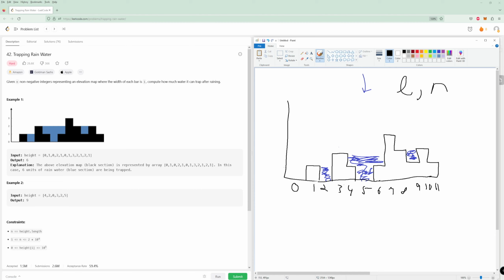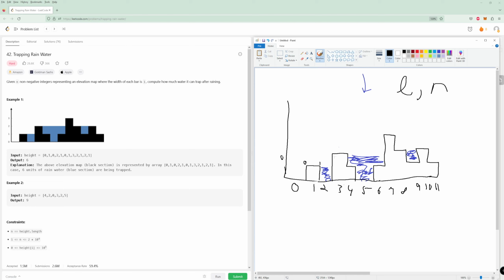Okay, so at index 0, there is no wall. At index 1, we're in this box, but there is no wall to the left. So let's just write a continuous left. Here it's going to be 0. Here it's going to be 0. Index 2, there is a left wall, right? When we're here, the left wall is height 1. Index 3, the left wall is height 1, right?